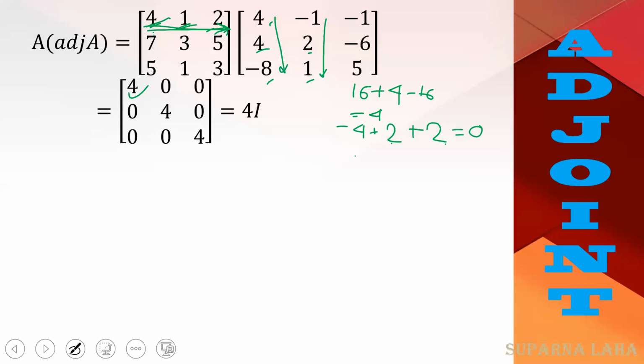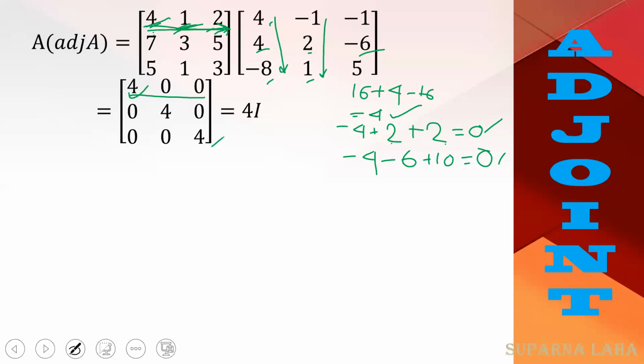4 into minus 1, minus 4, 1 into minus 6, minus 6, and then 2 into 5, that is 10. So 10 minus 10, that is also 0. So 4, 0, 0. Here is the first row. So second and third row, find this value. You will find the second row is given by 0, 4, 0 and the third row is 0, 0, 4.